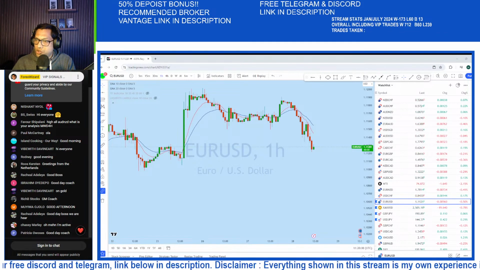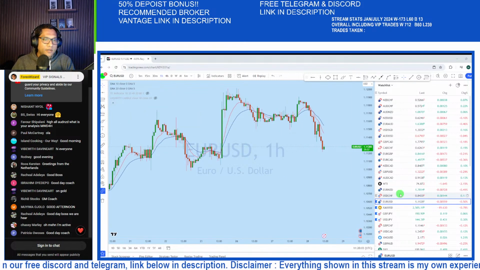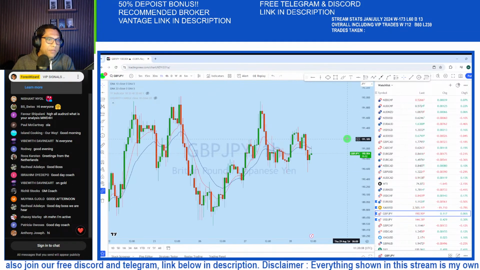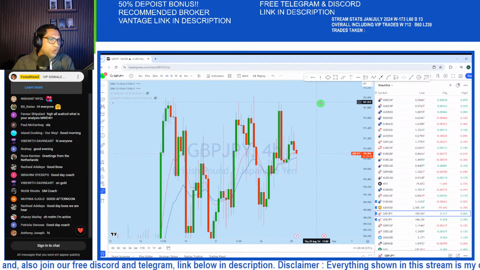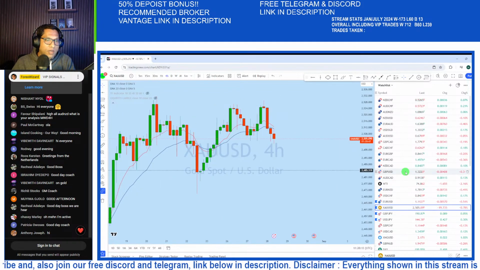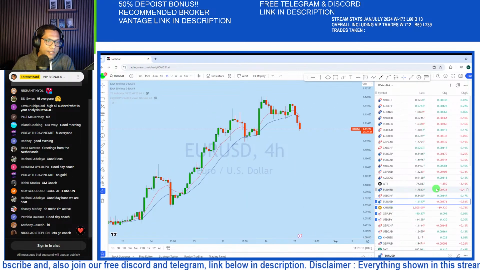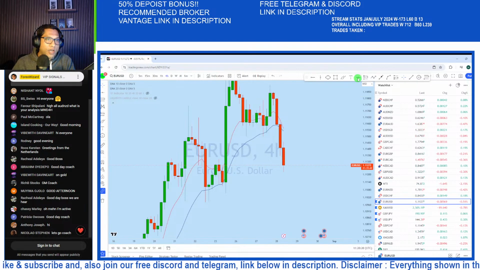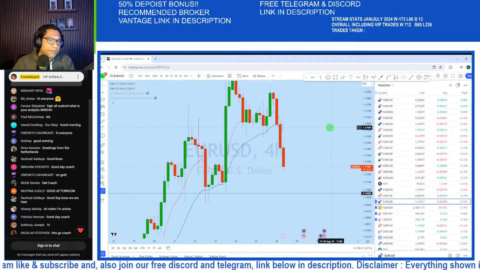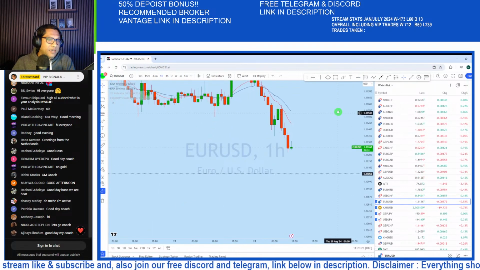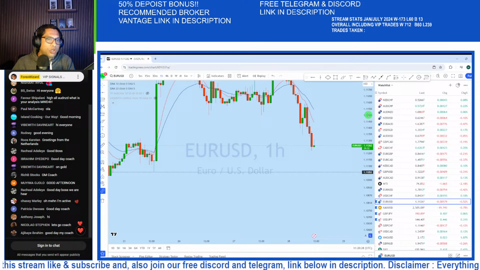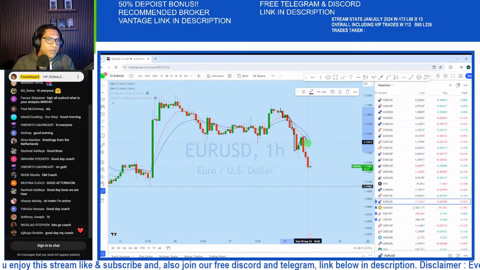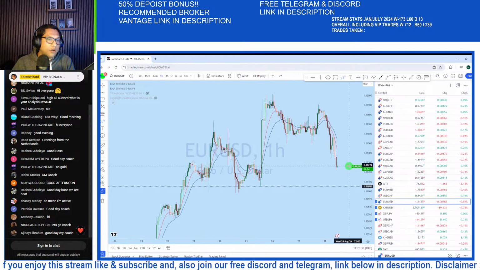So let's look at some of the pairs. Especially, you can see GBPUSD is a little bit choppy today. I would rather mostly focus on gold and EURUSD. EURUSD is in a downtrend. If you look here, this is an important level of support on EURUSD, and this is the 1 hour price action on EURUSD also, and we can see that this is a very strong downtrend.